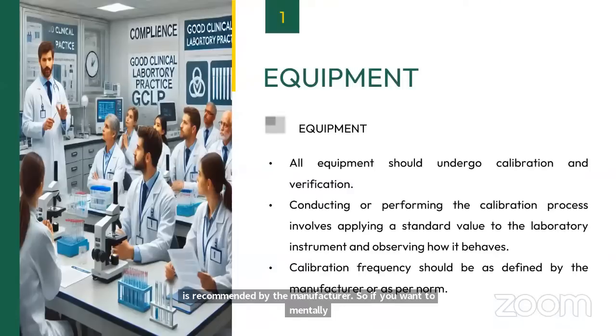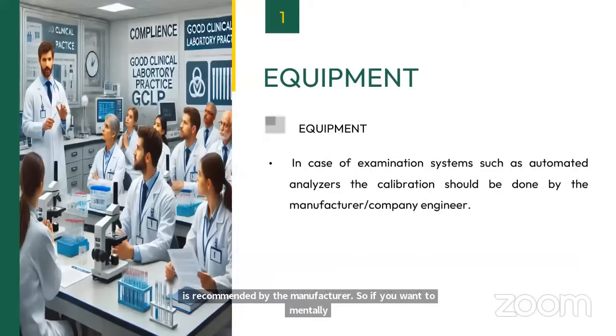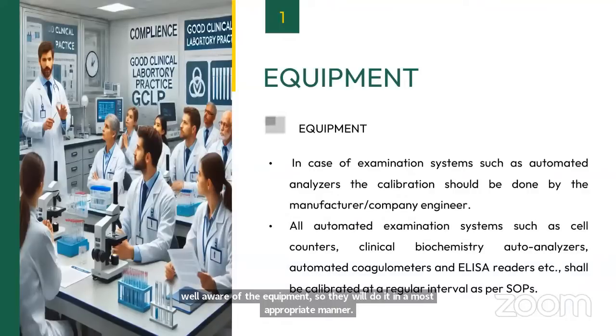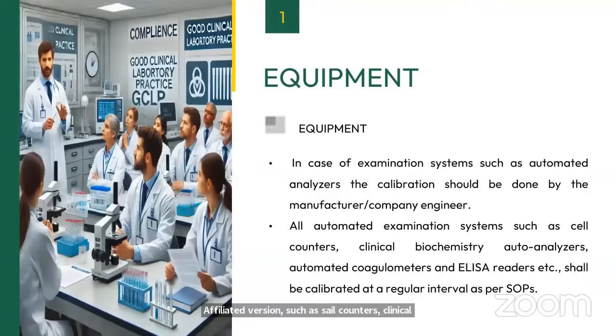In case of examination systems such as automated analyzers, do not try to venture to calibrate the equipment by yourself. Take the service of the manufacturer or the company engineer, because they are well aware of the equipment, so they will do it in the most appropriate manner. Automated examination systems such as cell counters, clinical biochemistry auto analyzers, automated colorimeters, and ELISA readers should be calibrated at a regular interval as per SOPs.